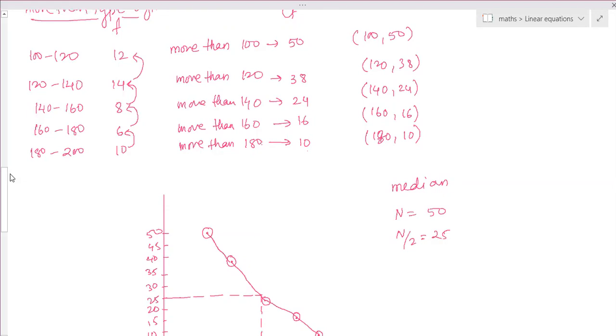Ma'am, I did not understand when we use the third one. Which third one? Ma'am, the two lines joining together. If it is told in the question to draw both the more than and less than curves, both in one graph, for one single data, then that will come. Whenever that kind of question comes, instead of taking n by 2 equal to 25 and drawing a horizontal line, you can directly take the point of intersection's x coordinate. Okay, ma'am.